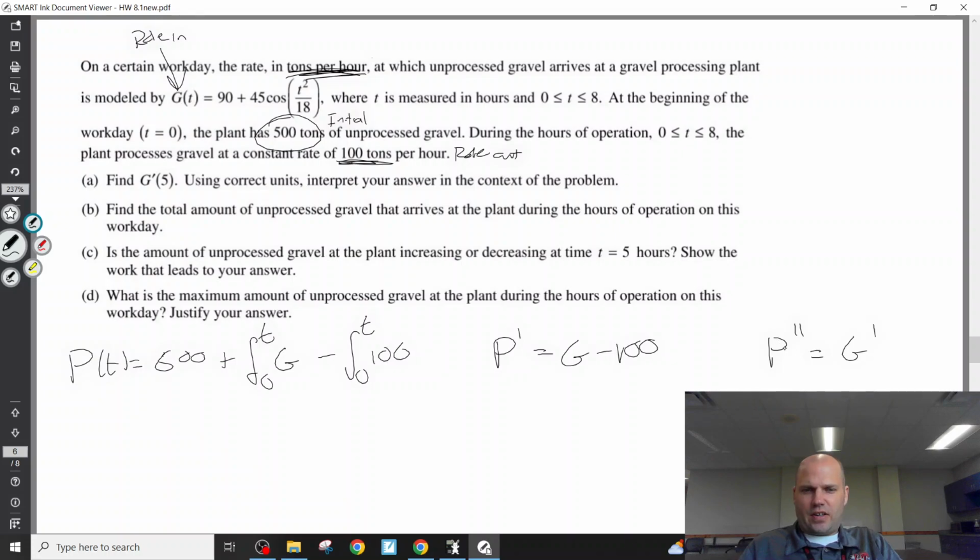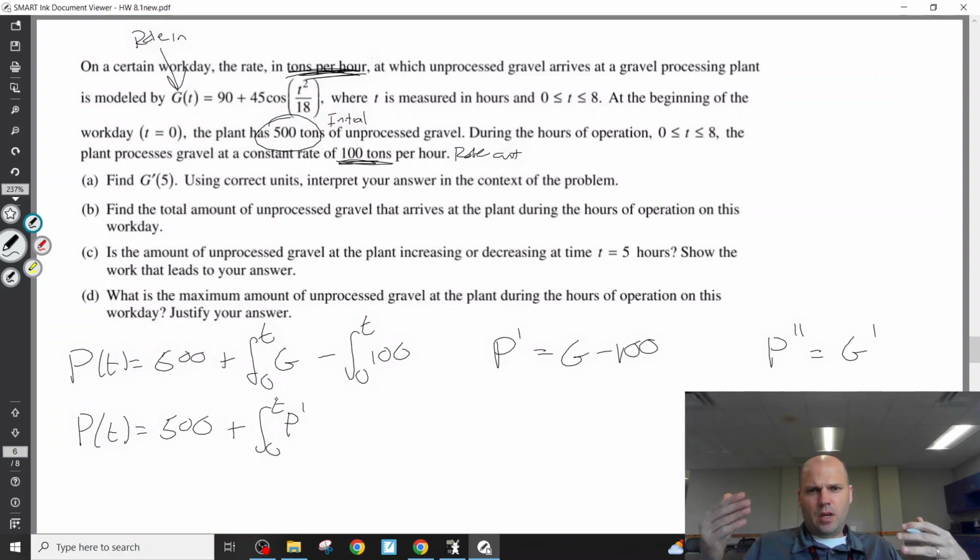Position, velocity, acceleration. F prime, F double prime. We also know that P could be my initial, that's 500, plus my displacement, that's the area under P prime, where P prime is just G minus 100. It's just, instead of separate integrals, one integral.